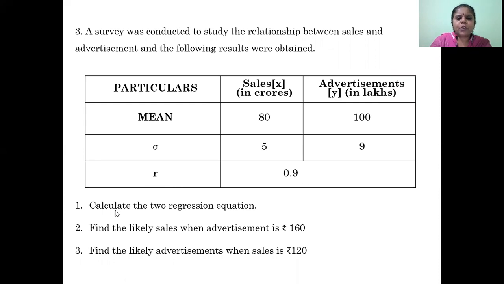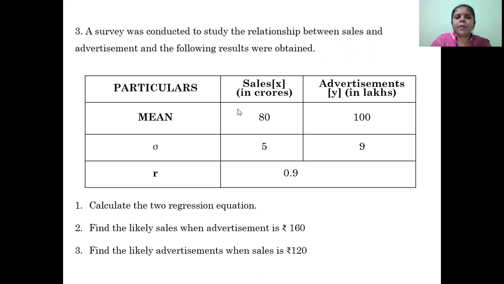The question has three sub questions. Calculate the two regression equations, that is x on y as well as y on x, and find the likely sales when advertisement is rupees 160. And find the likely advertisement when sales is rupees 120. These three questions we have to compute with the help of this data.